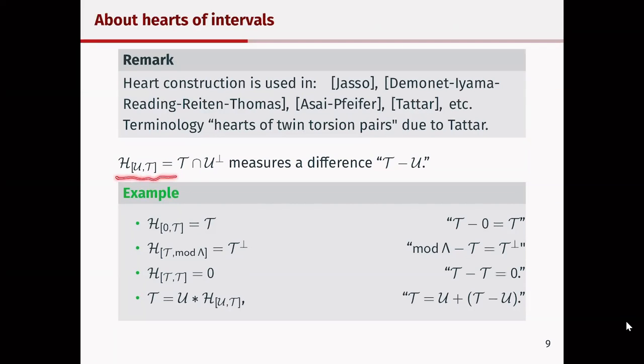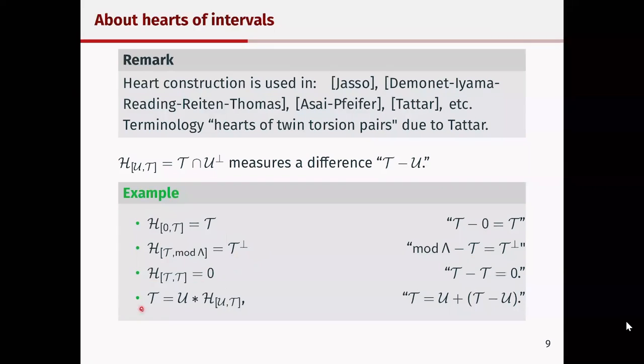The intuition of this subcategory is that it measures the difference T minus U. So for example, if we take the heart of the interval 0 to T, then we obtain T. So this is something like T minus 0 is equal to T. And if we consider the largest one, the whole torsion class, then we obtain the torsion-free class corresponding to this T. So this can be represented like this. And of course, T minus T is equal to 0.